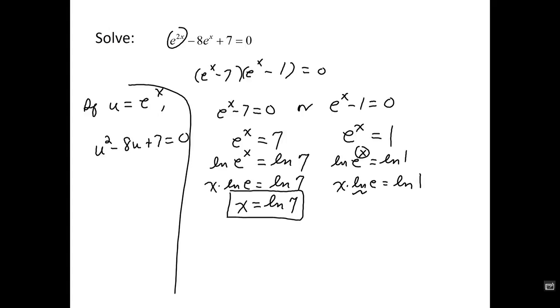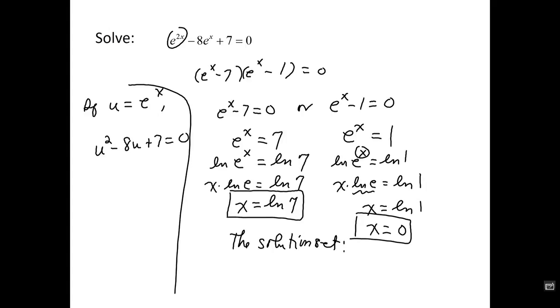The natural log of e is 1, so we have x times 1, which is x. So x is equal to the natural log of 1. If we want to go another step, the natural log of 1 is what? Is 0, because e to the 0 is 1. So the solution set consists of 0 and the natural log of 7.